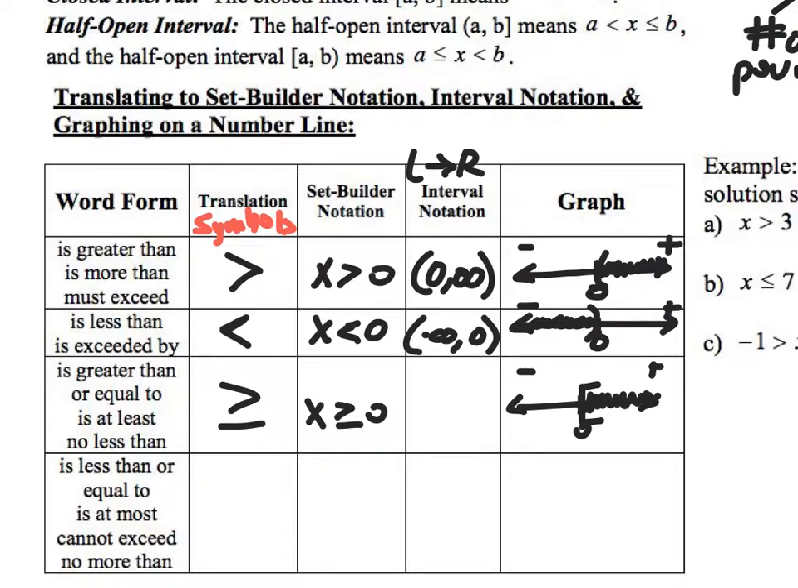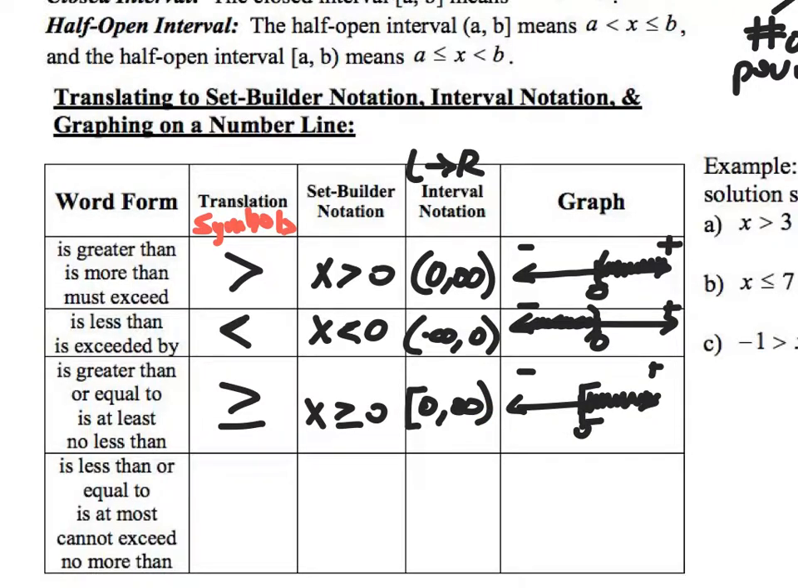In interval notation, we start at 0, so I put a bracket at 0, and we shade to positive infinity. We can never stop at infinity, so we just keep going and never include it. We always put the parenthesis around infinity.